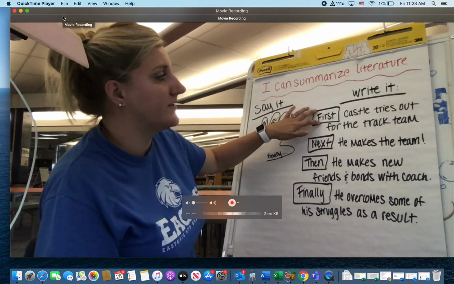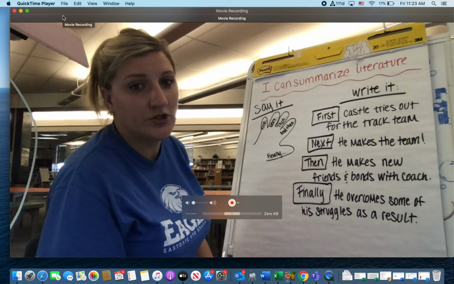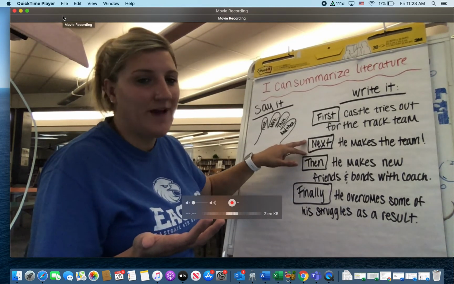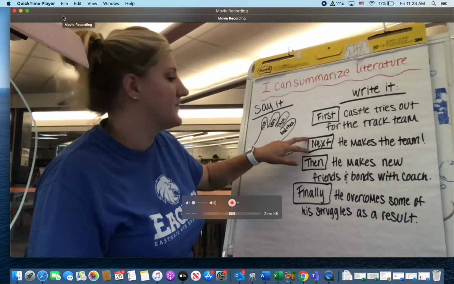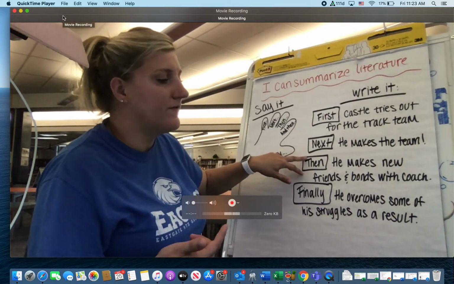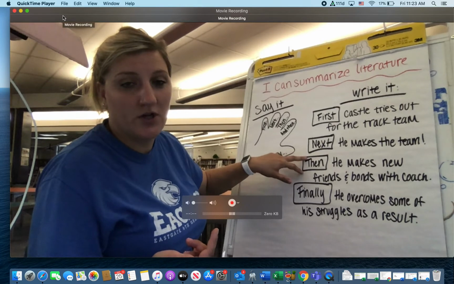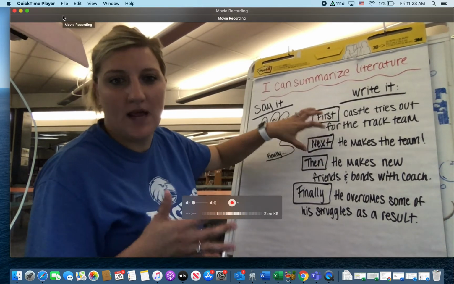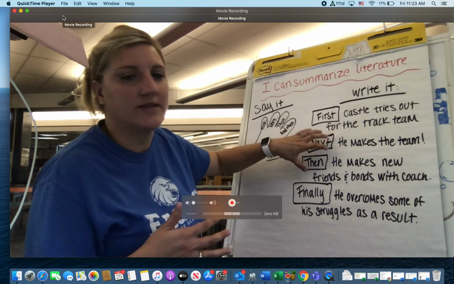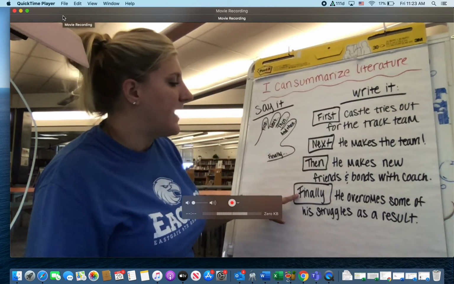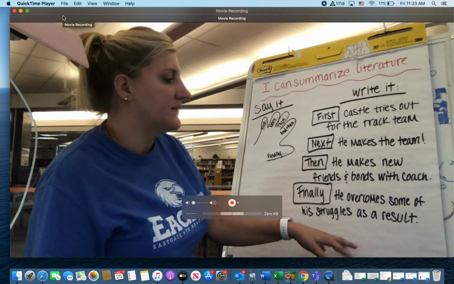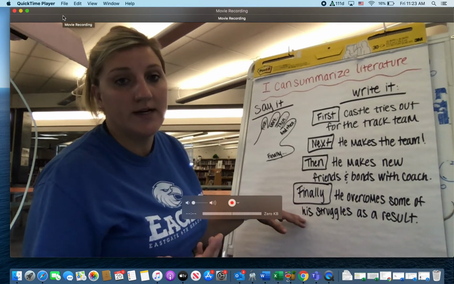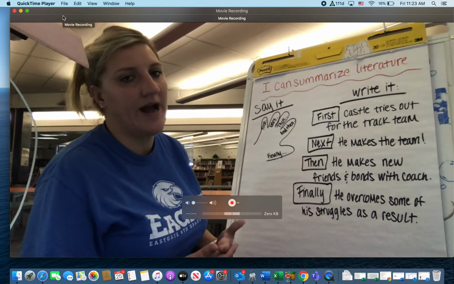Okay, so first, Castle tries out for the track team. Next, he makes the team. He's super fast. Coach wants him on the team. Then he makes new friends and he bonds with his coach. We know a whole lot more has happened in here, but these are the big events that happen in the story. I'm not including small details. Finally, he overcomes some of his struggles as a result. And we know as a reader that those struggles were issues that he had with his dad.